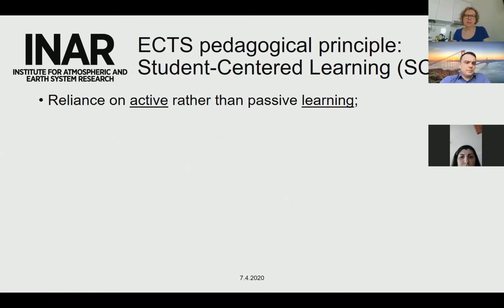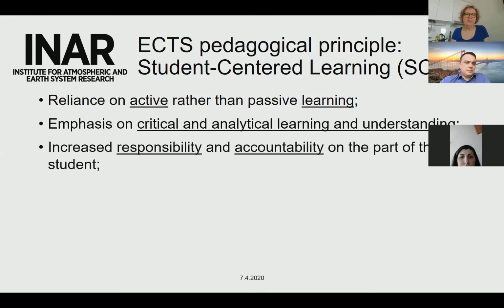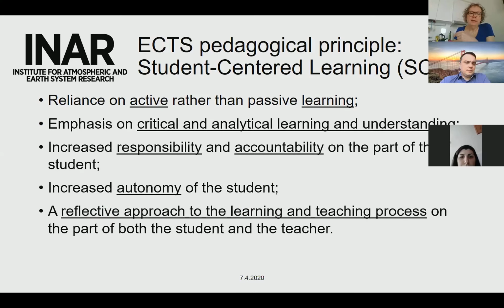So just briefly about the pedagogical principles. There's not a very specific pedagogical principle behind ECTS other than student-centered learning. That is a widely accepted way of thinking about learning, that the student or the learner should have a quite active role, with emphasis on critical and analytical learning and understanding, which is quite important in higher education, and emphasizing the responsibility and accountability of the student, and also the autonomy of the student, and taking a reflective approach to the learning and teaching process, covering both the student and the teacher side. So this is basically the pedagogical principle.